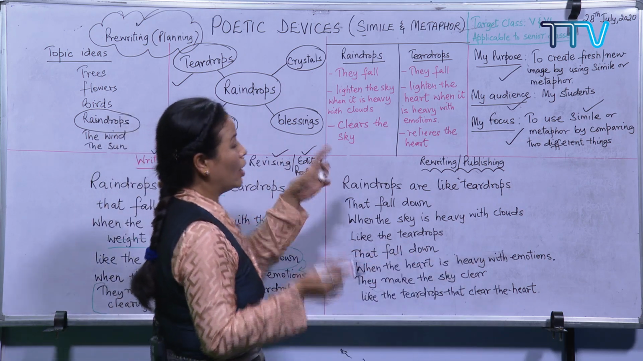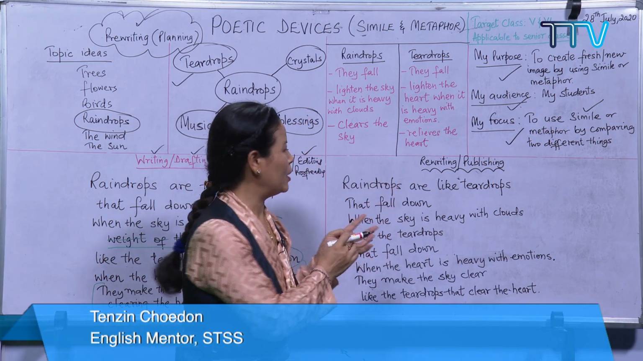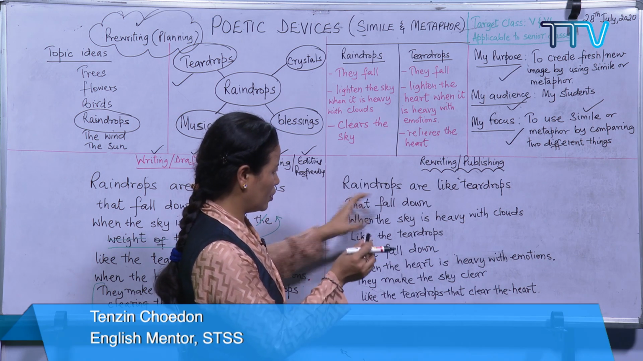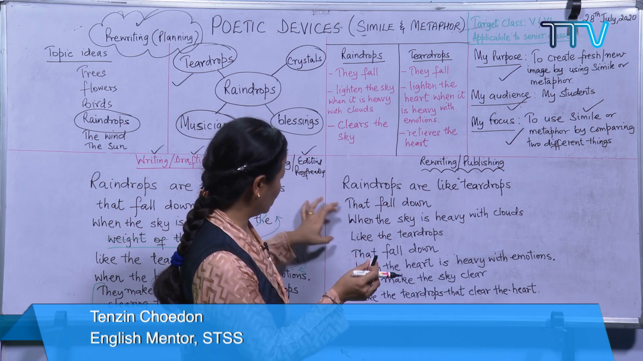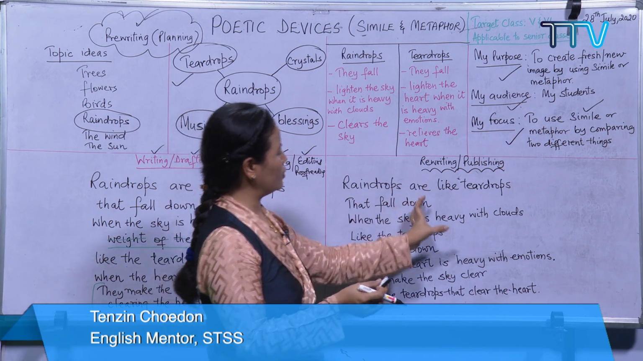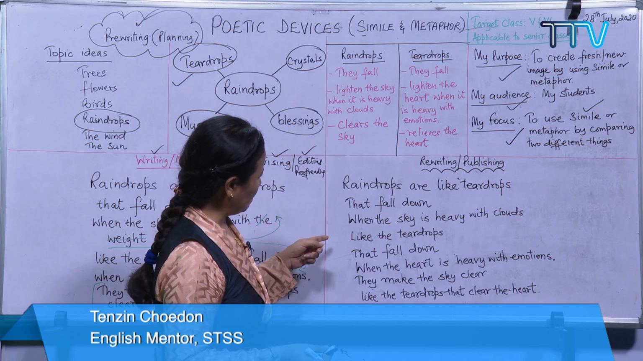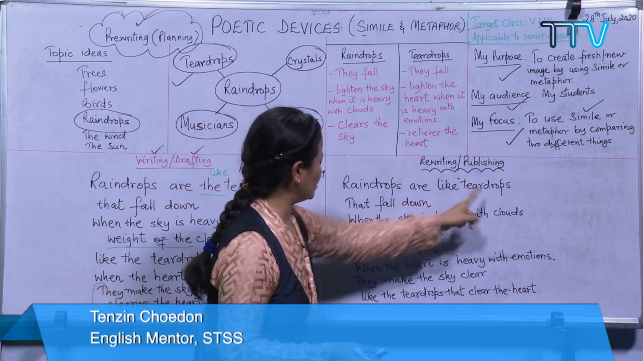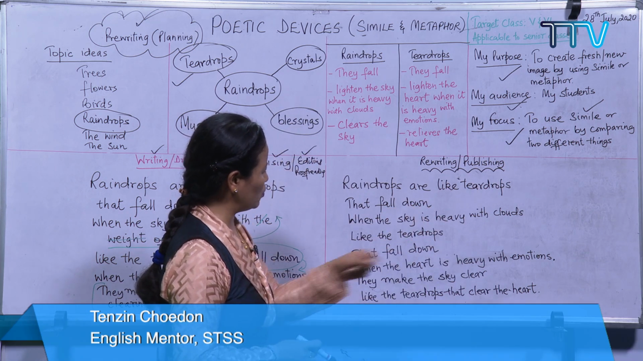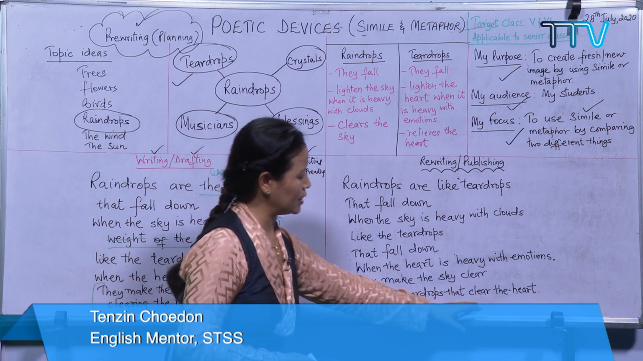Okay, so our focus or our purpose was not to write a rhymed poem, but at least in the second and fourth line, you can say fifth line, we can see this. You can see that "fall down" is a rhyme as well as a kind of repetition, isn't it? Teardrops, right? So that fall down when the heart is heavy with emotions. They make the sky clear like the teardrops that clear the heart.